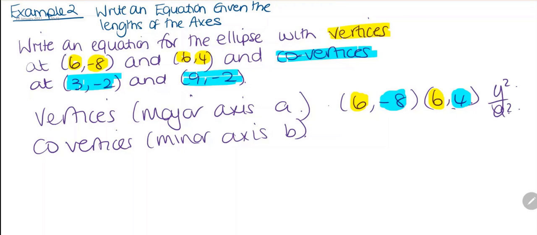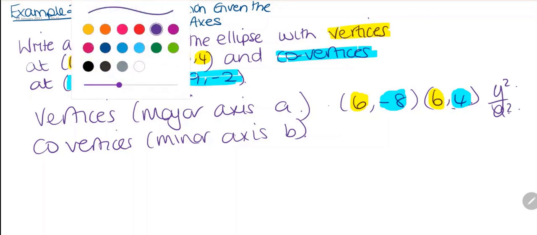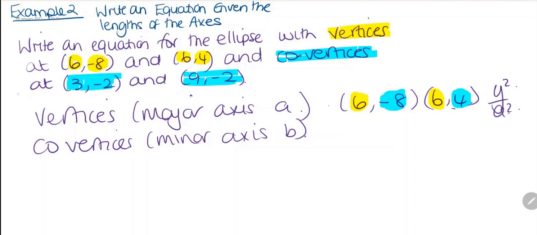Then we look at our minor, and this is at (3, -2) and (9, -2). So our -2s are the same, and then we have a difference with 3 and 9, which is our x value. So we can see that x squared is going to go with b squared.